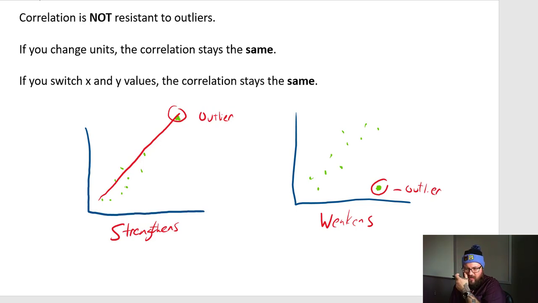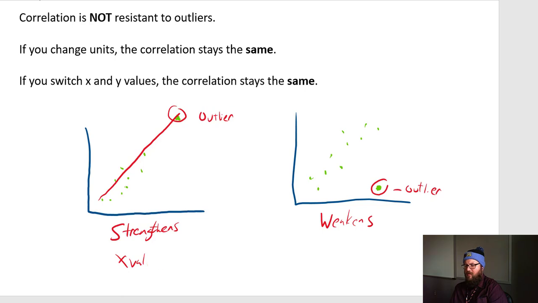Now the only other two things I want to talk about here is if you change the units, the correlation stays the same. So in other words, if you have centimeters and you change to inches or vice versa on either one of the data points, the correlation's still going to stay the same because you're changing both data values the same amount. And if you were to switch the x and y values, the correlation stays the same as well.